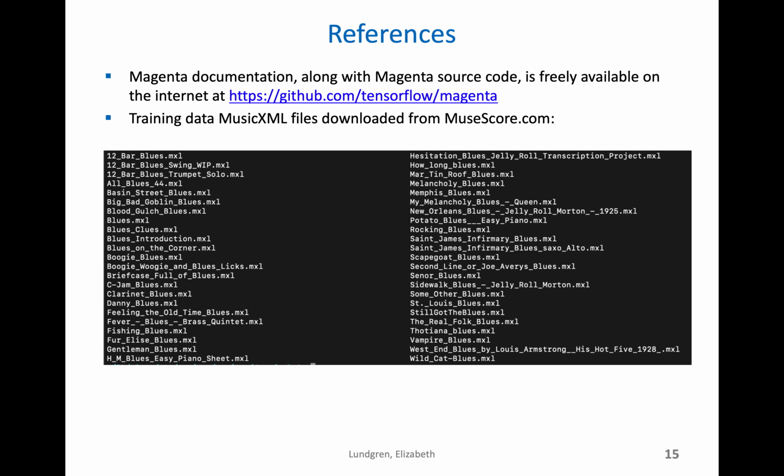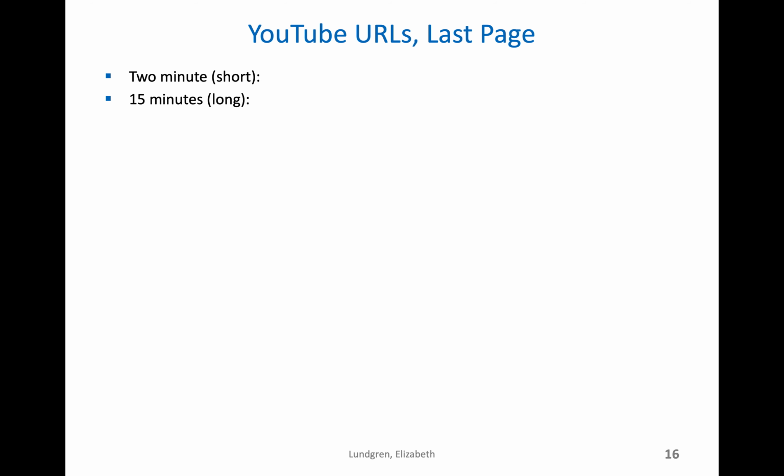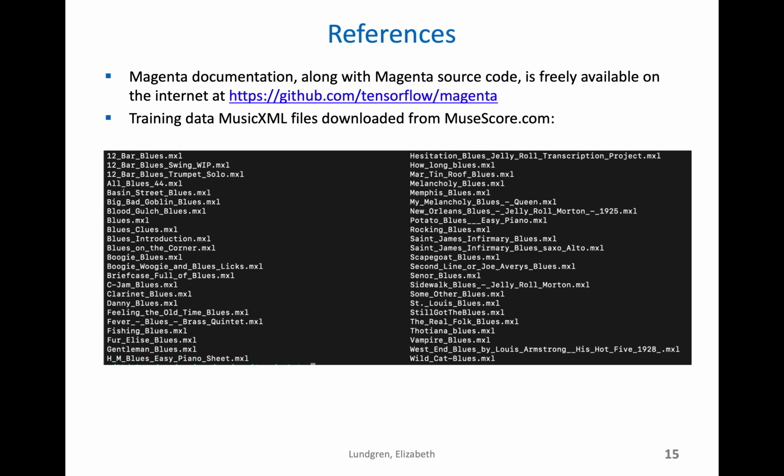So here are my references. You can check out the Magenta documentation at GitHub. Here are all the files I downloaded in MusicXML from musescore.com. And yeah, that's it. Thank you.